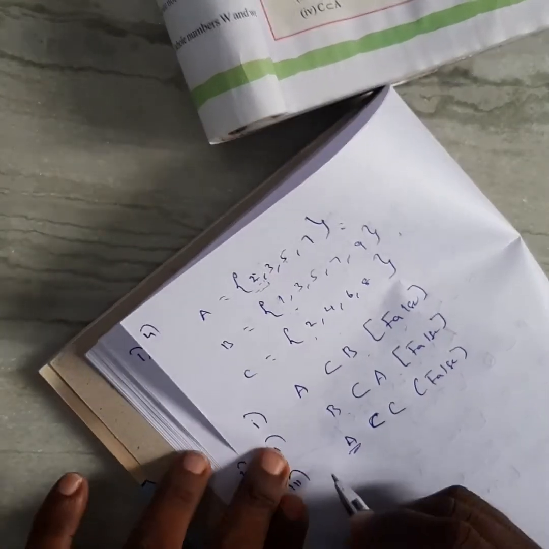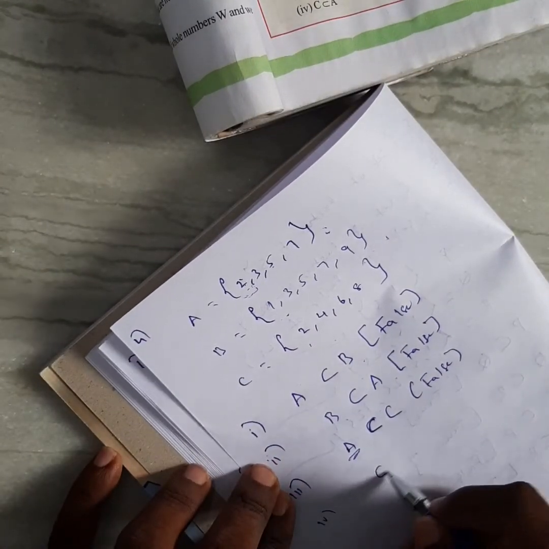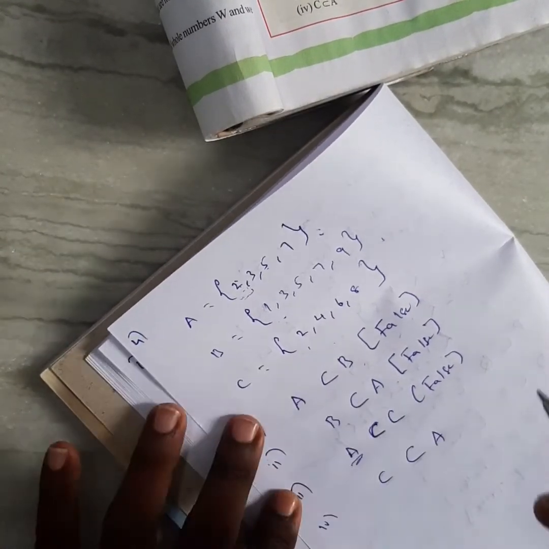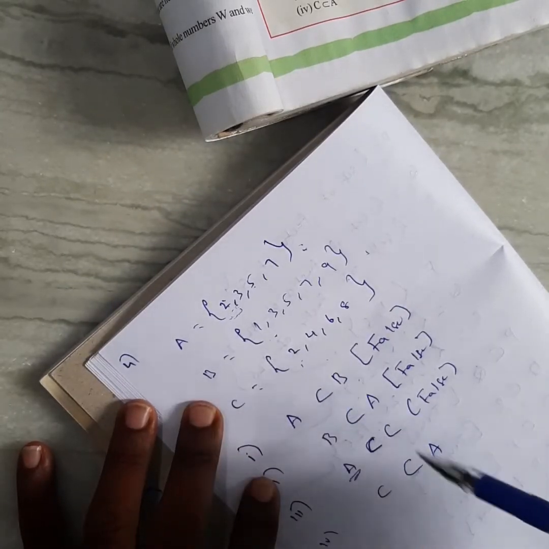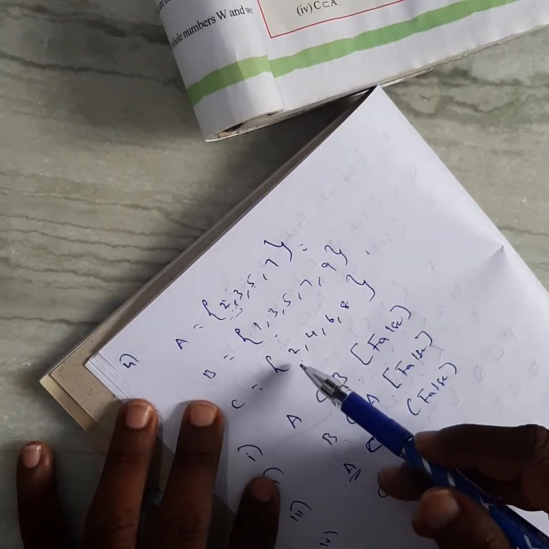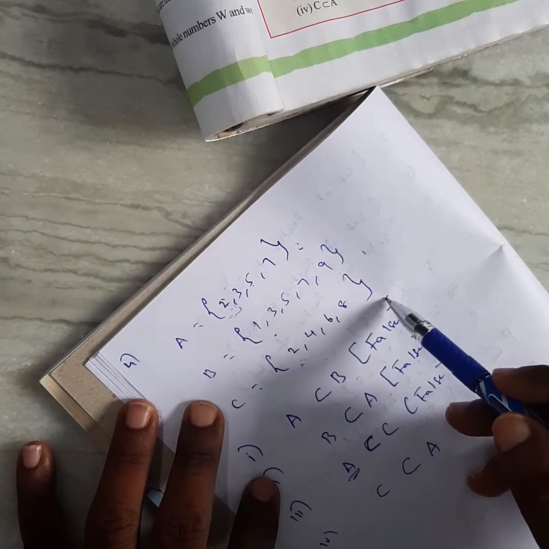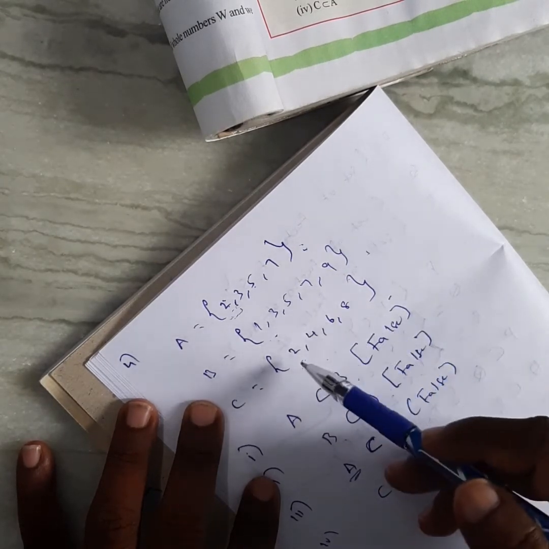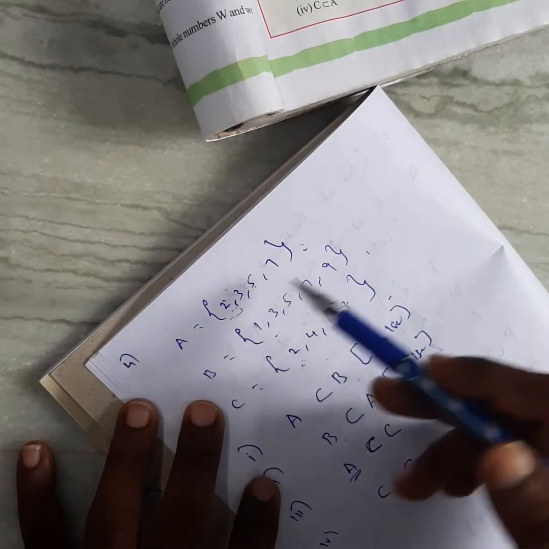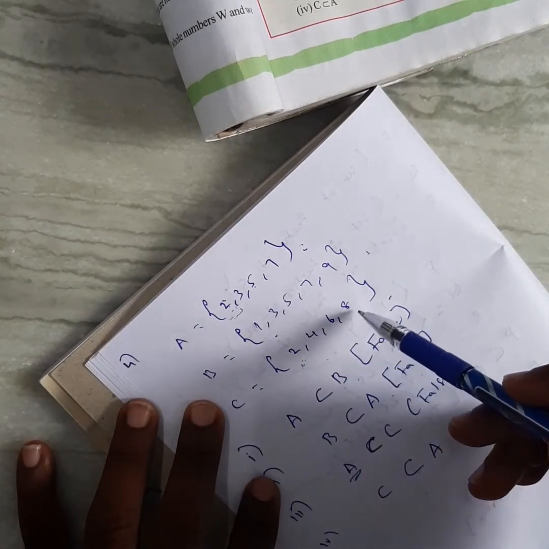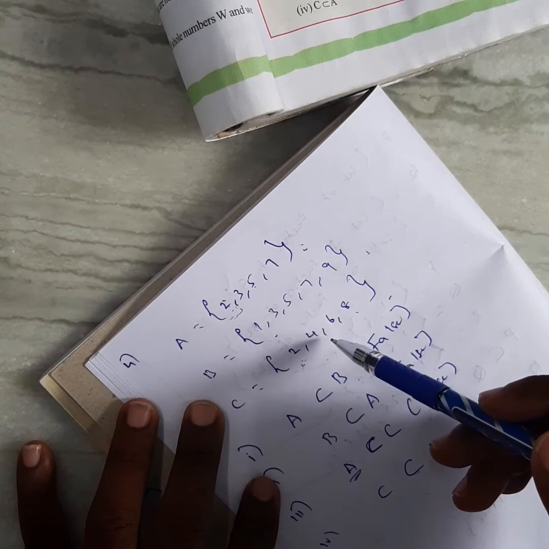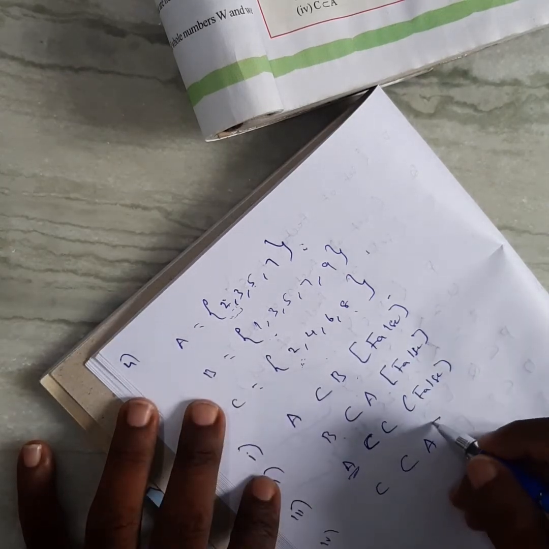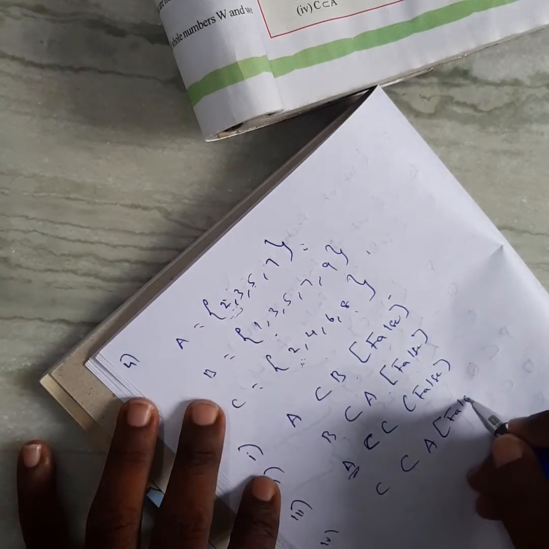Next, the fourth one, C subset A. What are the elements in C? 2, 4, 6, 8. Is there any element which is in C but not in A? Yes, 8 is there, 4 is there, everything. So this is also false.